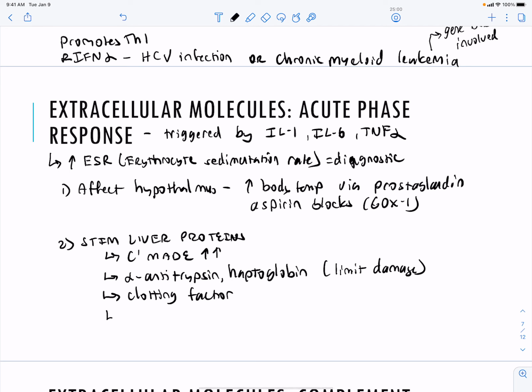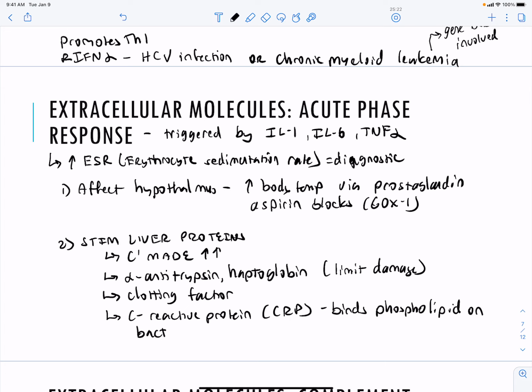You're going to have C-reactive protein, CRP, and CRP binds to phospholipids on bacteria. And it acts as an opsonin or activates complement.